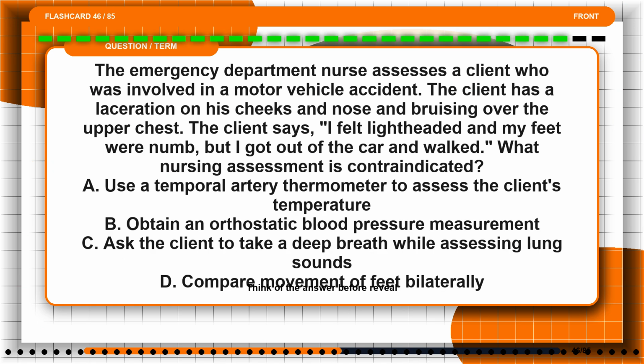Flashcard 46. The emergency department nurse assesses a client who was involved in a motor vehicle accident. The client has a laceration on his cheeks and nose and bruising over the upper chest. The client says, "I felt lightheaded and my feet were numb, but I got out of the car and walked." What nursing assessment is contraindicated? A. Use a temporal artery thermometer to assess the client's temperature. B. Obtain an orthostatic blood pressure measurement. C. Ask the client to take a deep breath while assessing lung sounds. D. Compare movement of feet bilaterally.